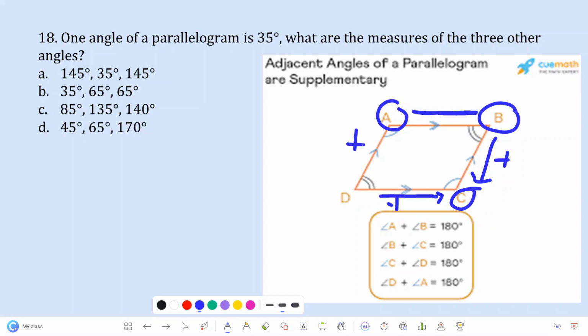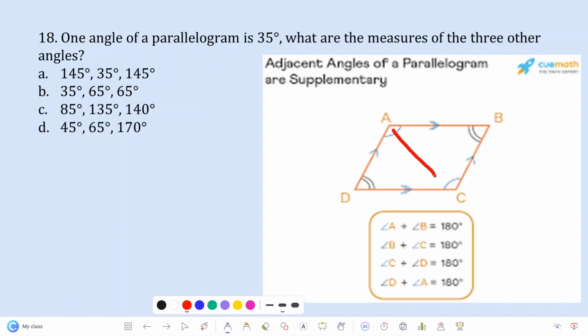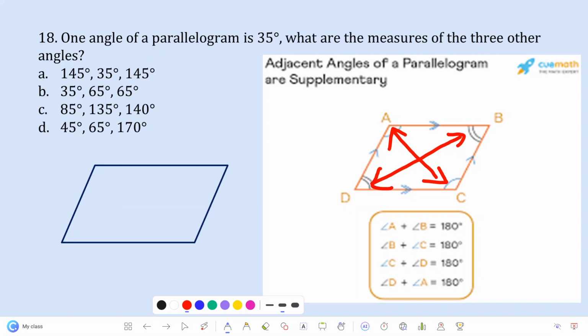Okay? So, ganyan. At isa pang property ng parallelogram na dapat ninyong tandaan, sa parallelogram, ang magkakaharap na angles, ang opposite na angles, are always equal. So, ang A is equal to C, at saka ang B is equal to D. Okay? So, let's proceed to solving number 18. So, halimbawa, ito na yung parallelogram mo at ang given dito, sabi ang one of the angles is 35.